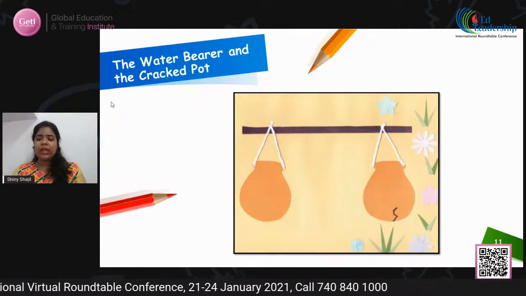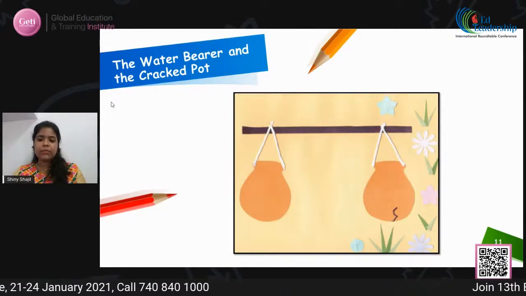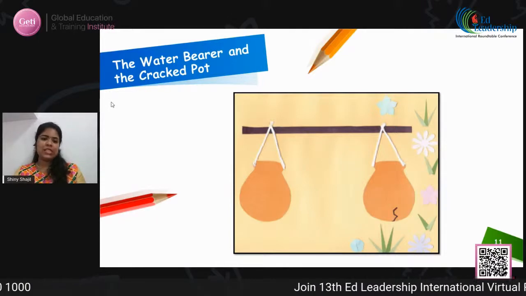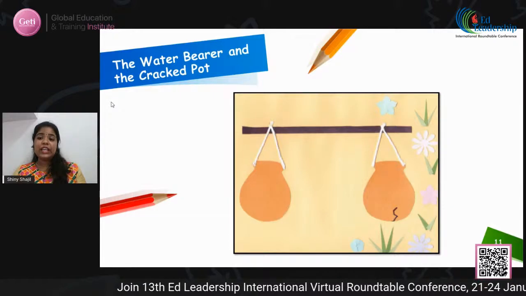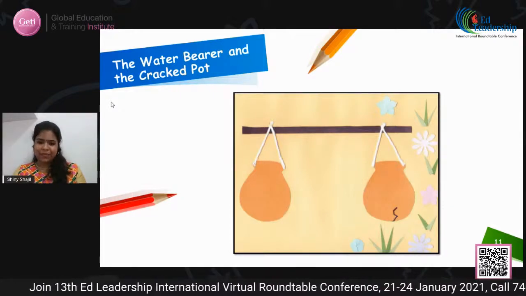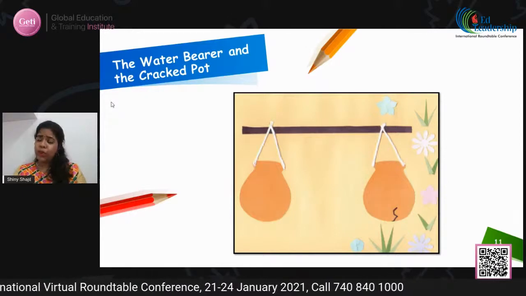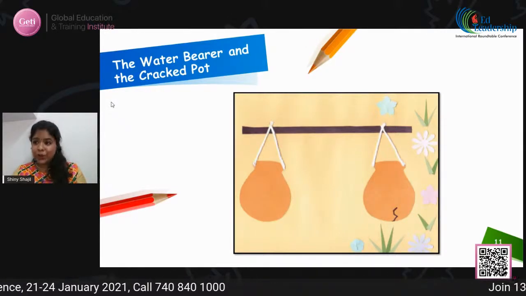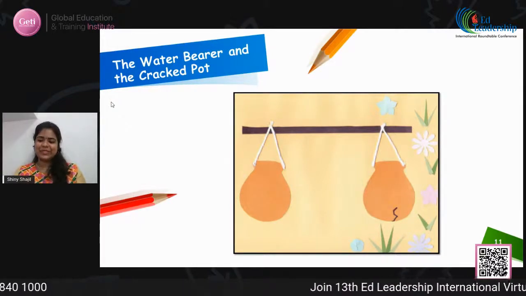And when the cracked pot did as said by the water bearer, to his surprise, the cracked pot noticed so many flowers blooming on his side of the lane. So the water bearer then said, see, I took advantage of your crack and planted some seeds on the pathway, and you unknowingly ended up watering them every day. Without you, we wouldn't have those beautiful flowers.